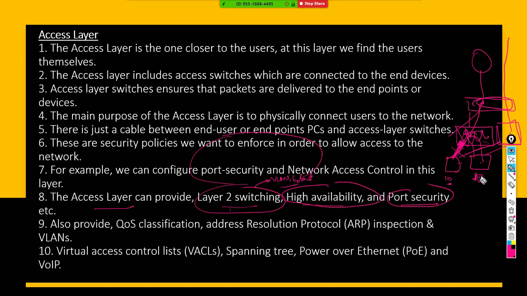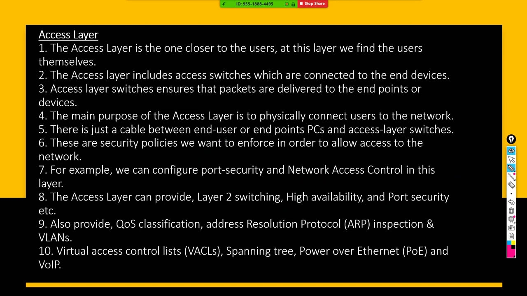When it's between only two users of the same VLAN, like 10 versus 10, then it doesn't have to go to the distribution layer. It will go to the access layer. The access layer will have the MAC address table, and then it will send that Ethernet frame to the respective end devices. So the communication is only L2 switching. There is nothing routing here. And all your other things like QoS classification, Address Resolution Protocol, and VLAN.